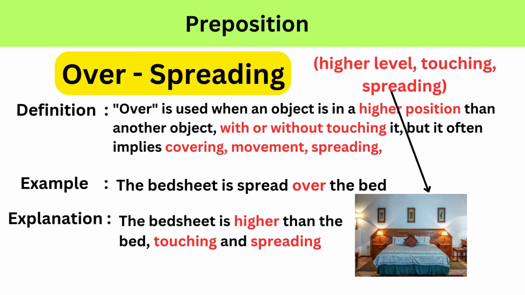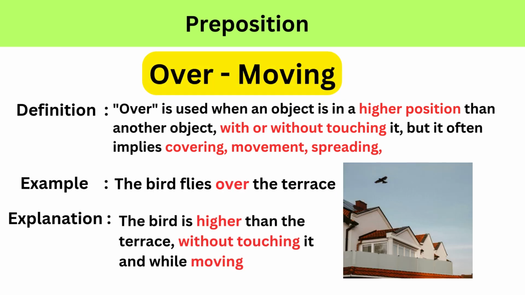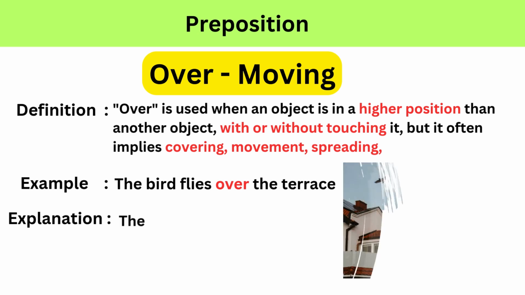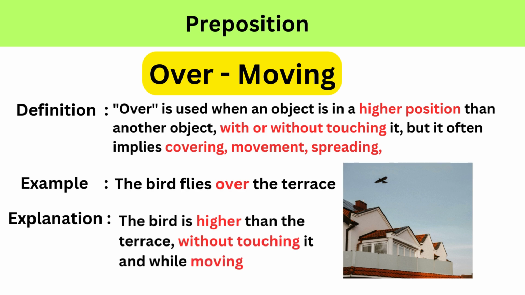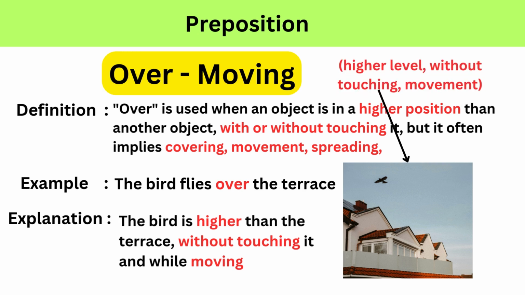We use over here. Next, we are going to use over for moving. For example, the bird flies over the terrace. Here we use over because, as seen in the image, the bird is higher than the terrace without touching and moving. So it comes under the hint higher level without touch and movement. So we use over here.